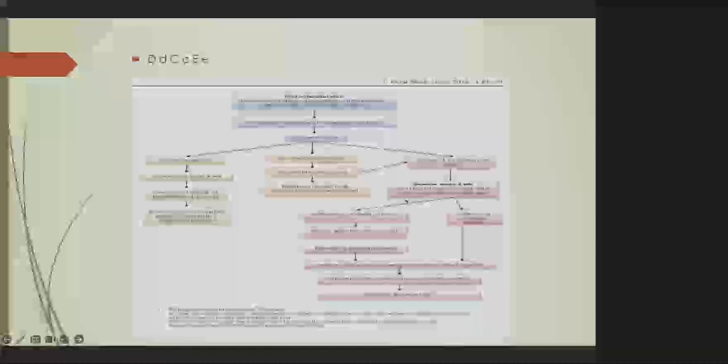This is done with an MCA PSV, looking for features of hydrops. At any time when features of hydrops are present, or if 2 repeat MCA PSVs are more than 1.5 MOM, 1 week apart, in those cases we have to do a cordocentesis. And if fetal hemoglobin is less than 10, they have to go for intrauterine transfusion.